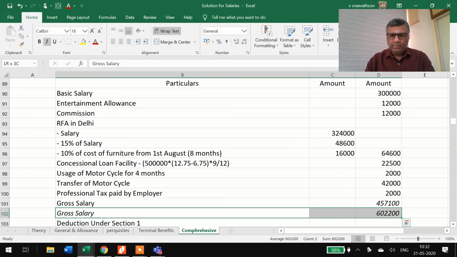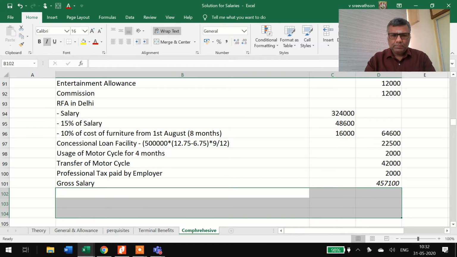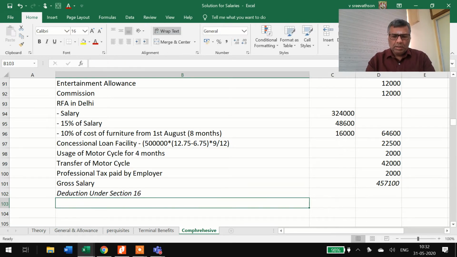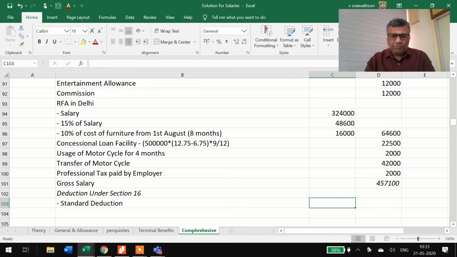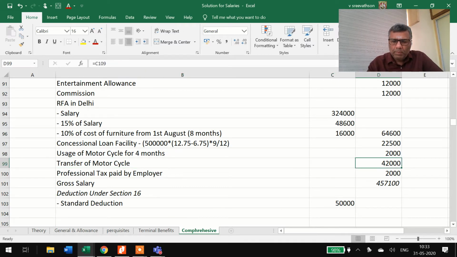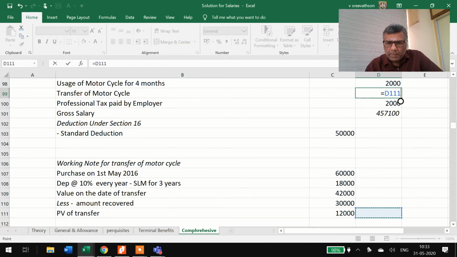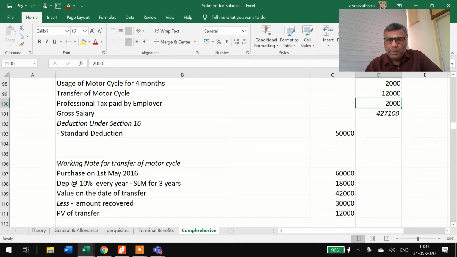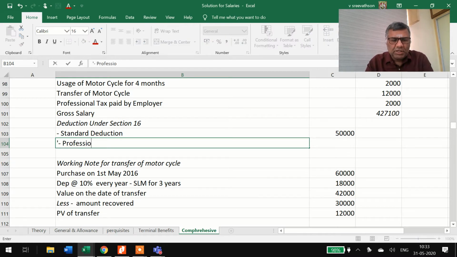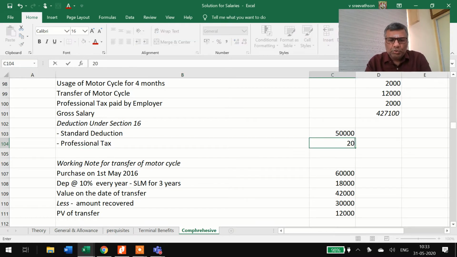Gross salary. Deduction under section 16. Standard deduction 50,000. The transfer of motorcycle, the amount has not changed. Standard deduction 50,000. Professional tax is 2,000.